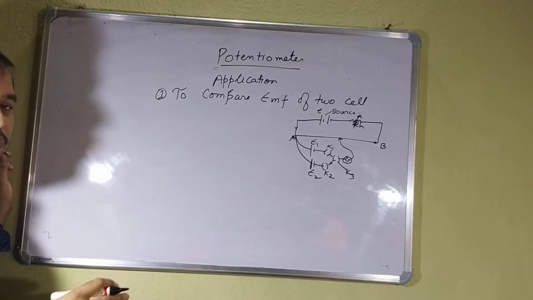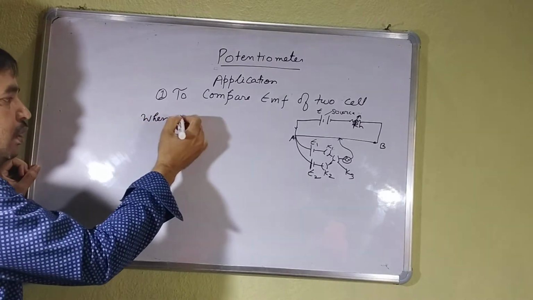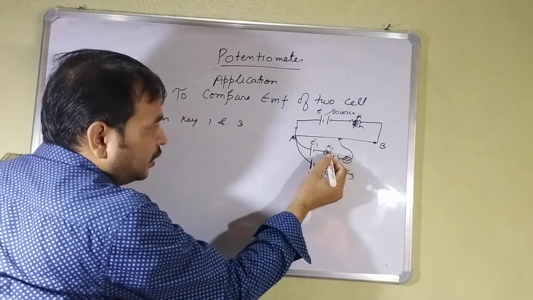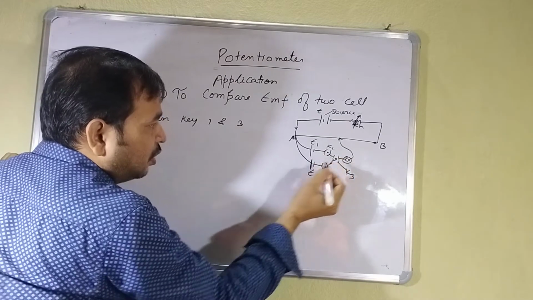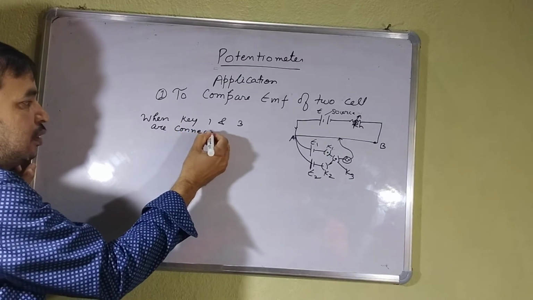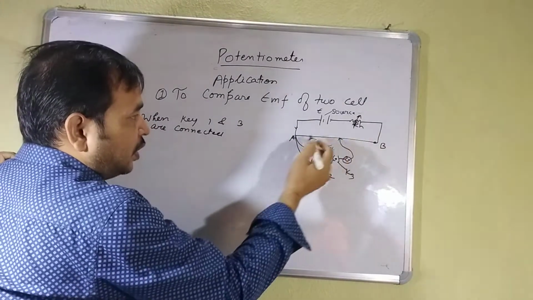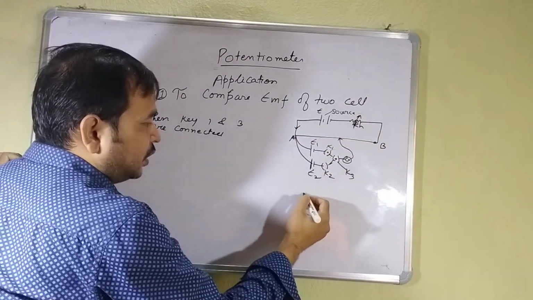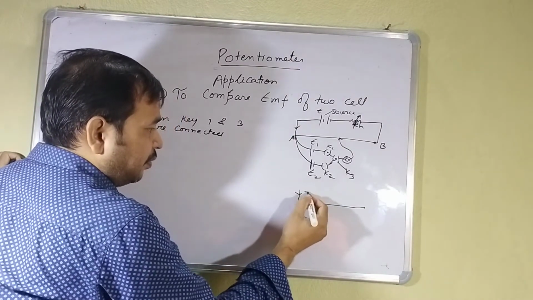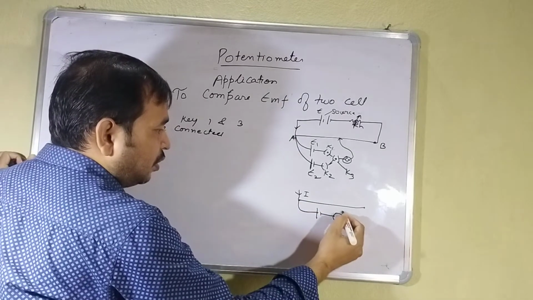Now this type of key will be provided to you in the lab. When key 1 and 3 is connected, means you have to put the key here and here. Then this cell will come in the circuit. Clear? So you can see this is the potentiometer wire. This is the current coming inside the potentiometer wire, and from this cell to the galvanometer you have to balance it.